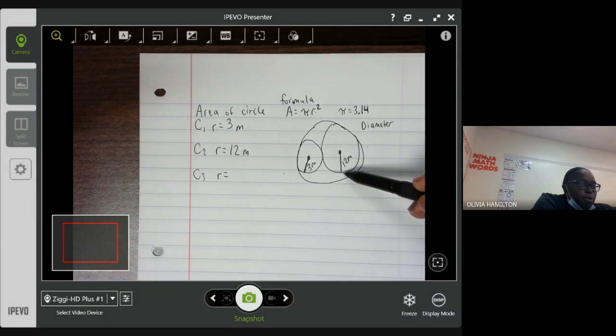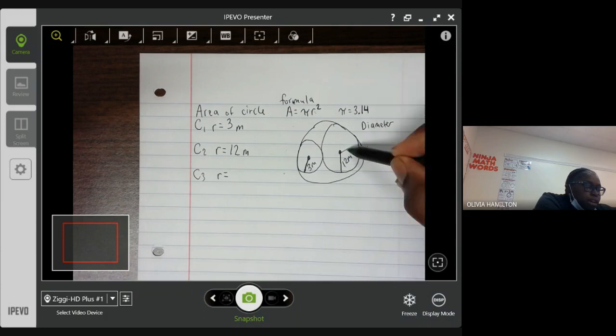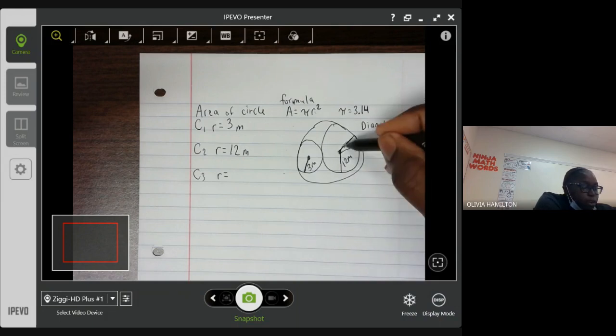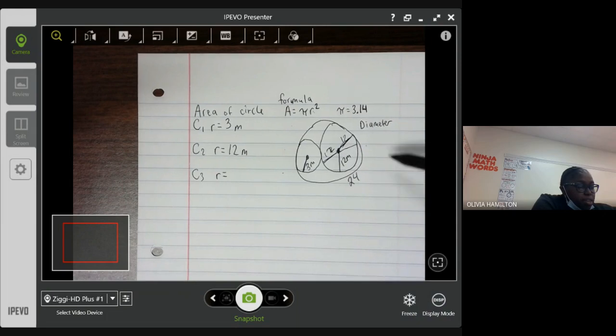No matter where I move this line, the radius is going to be the same for the entire circle. So if I were to move it this way, because my lines are not straight, it would still be 12. And if I move it across, it will still be another 12. Because remember, it's from the center to a point on the circle. So that will be 12 and 12. Well, 12 and 12 gives me 24. So that takes me through my medium circle.